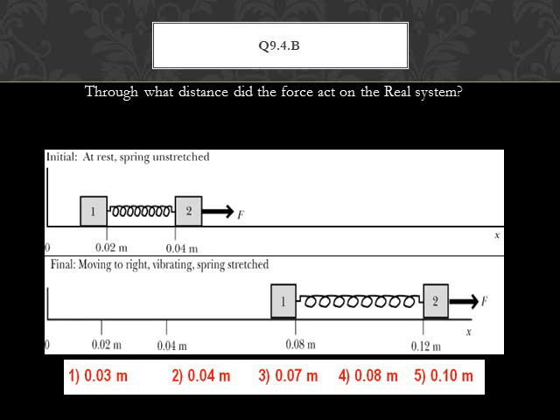Alright, so we need to figure out what the tail has traveled. Here's where the tail is located initially. Here's where the tail is located finally. And we've got to figure out this distance. Assuming these masses do not change, the system has traveled a distance of 0.12 meters minus 0.4 meters, and so the answer would be 4. Okay, it's different than the point particle system.